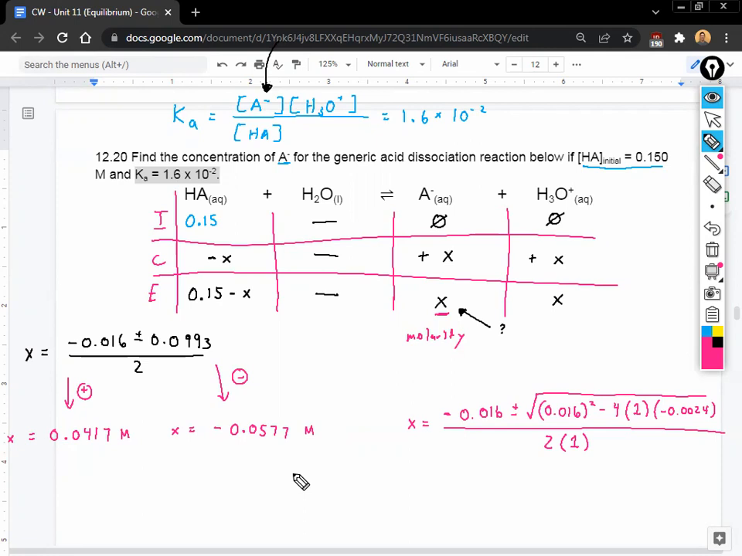Or you can't have negative moles. You can't have negative molarity, right? And so our value has to be the one that makes sense in real life. And so our final answer is going to be the one that is positive, the one that makes sense, 0.0417 molarity. That is going to be the concentration of A minus. Okay.